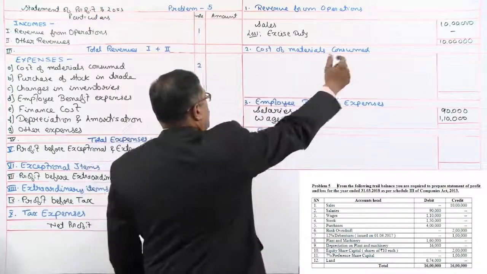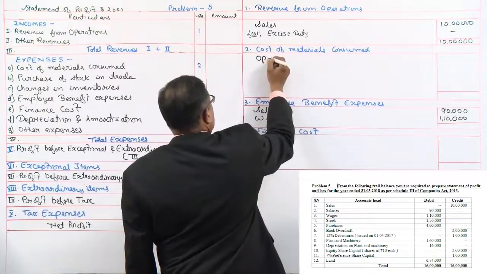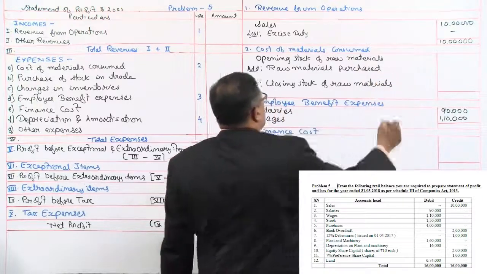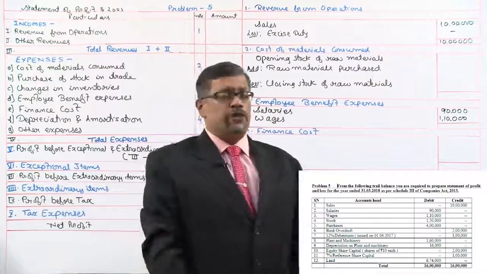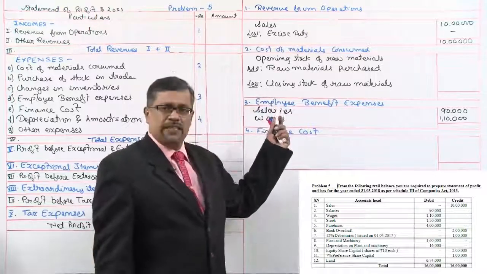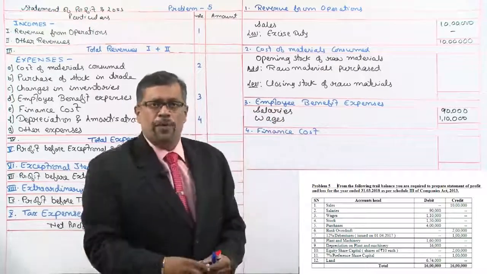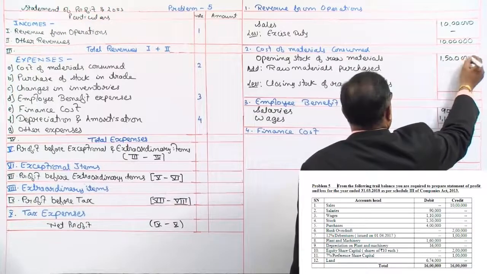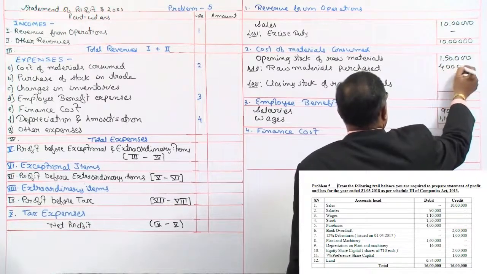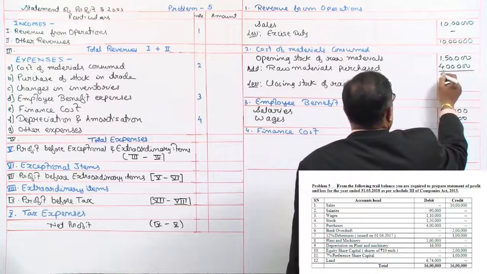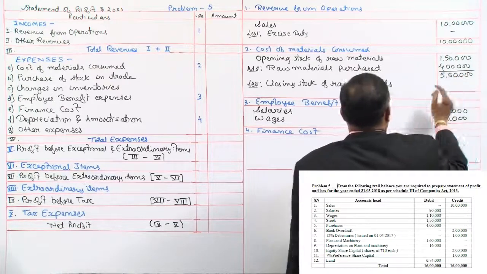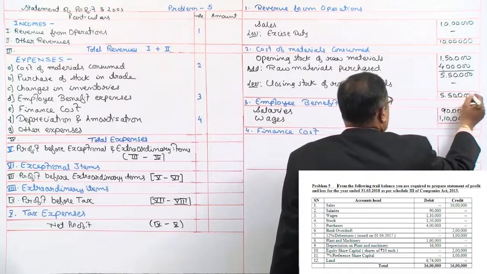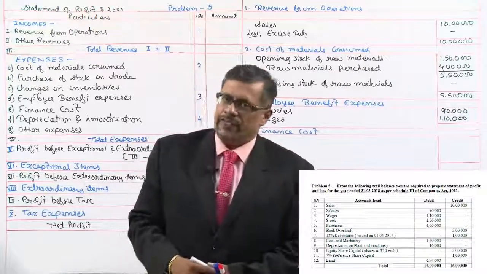So what is the format of calculating cost of materials consumed? Opening stock, add materials purchased, less closing stock, all of raw materials. How much is the opening stock given to us in the problem? 1,50,000. How much are purchases given? 4 lakhs. So when you total this, what we get is 5,50,000. Closing stock of raw materials is not mentioned in the problem, so cost of materials consumed is going to be 5,50,000.